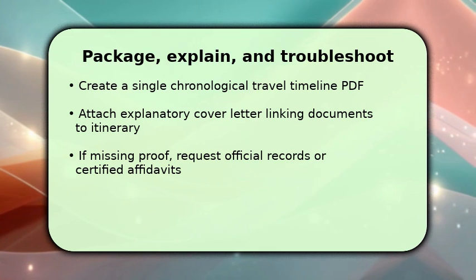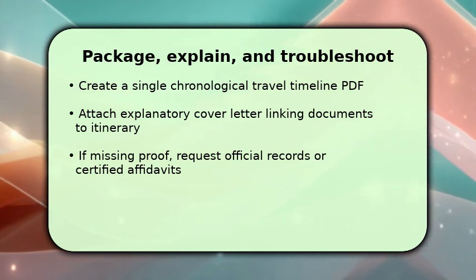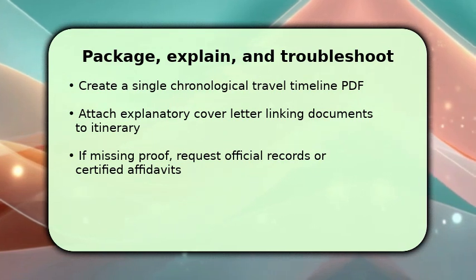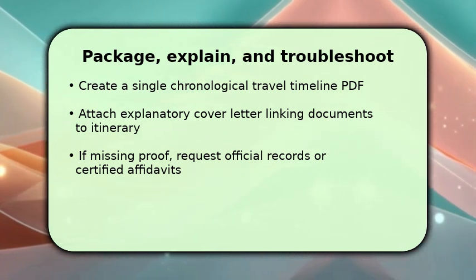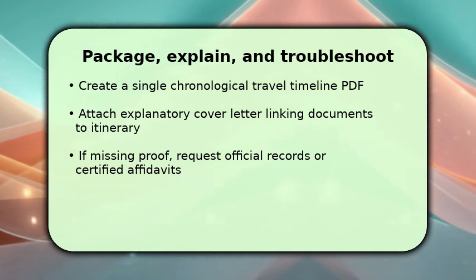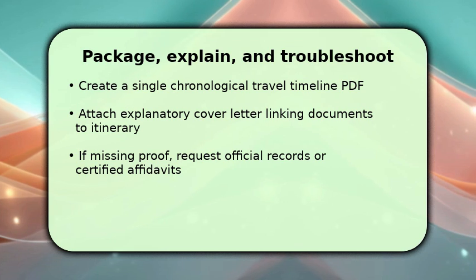If something goes wrong, missing stamps or disputed dates, request official records from airlines, immigration, or hotels immediately, and include a signed affidavit explaining attempts to obtain proof. Make sure consulate contact details are available for follow-up.